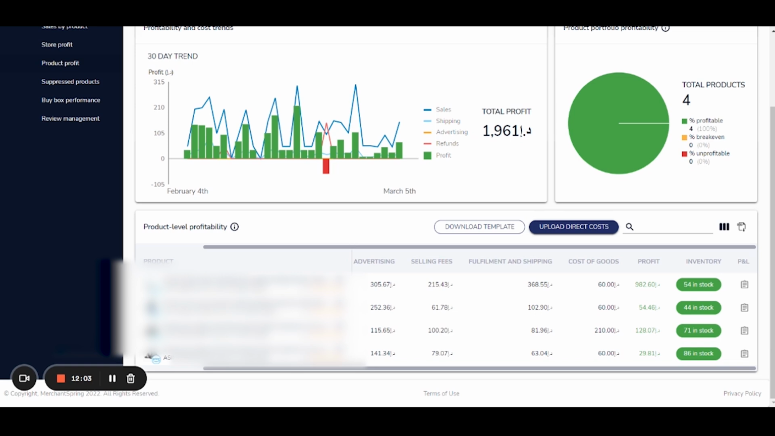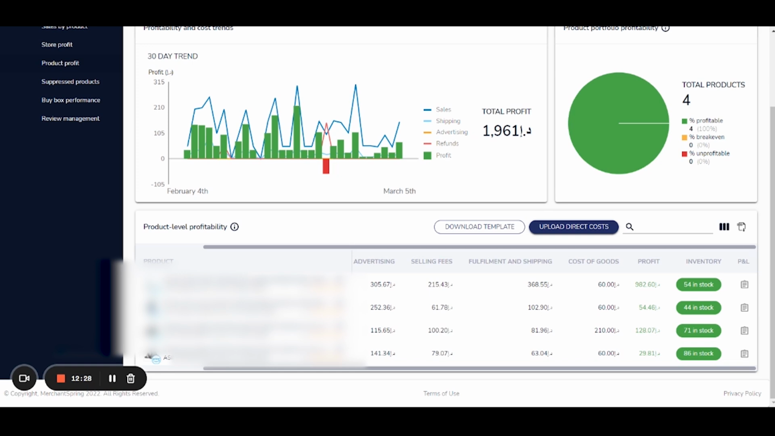What if we want to learn more information? Like I need to know in depth, what is 982? Is it good? It's good because it's in green, which means I'm profitable. And as you can see here, total 4 products, all of them are profitable, which means I am profitable with this product. However, I need to figure out how much am I profitable, because it depends on what you are looking for in your business.